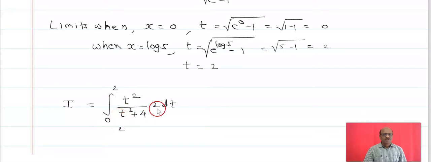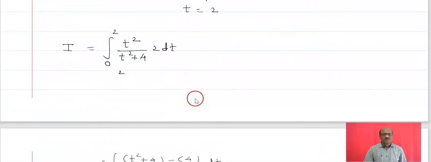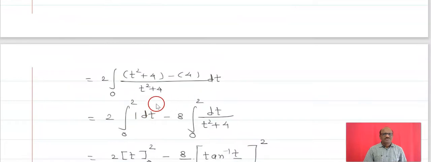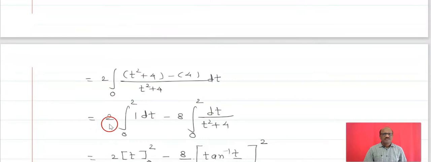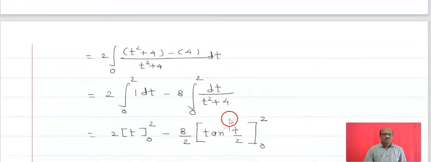And hence the integral is 0 to 2 of t square upon (t square plus 4) into 2 into dt, and we'll adjust the terms like this. Take 2 outside this integral sign. Integral 0 to 2 of t square plus 4 minus 4, split up, t square plus 4 upon t square plus 4 gets cancelled. You will get 0 to 2 of 1 dt minus 8 times 0 to 2 of dt upon (t square plus 4), that will be 4 into 2, the 8 times 0 to 2 dt upon t square plus 4.